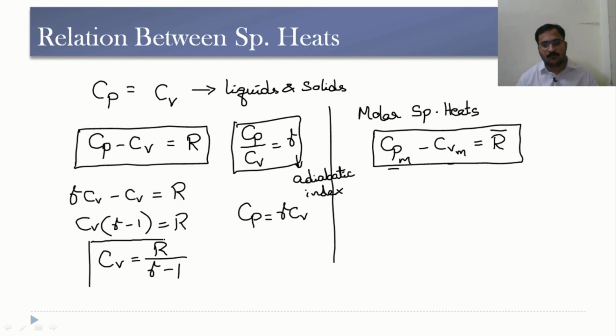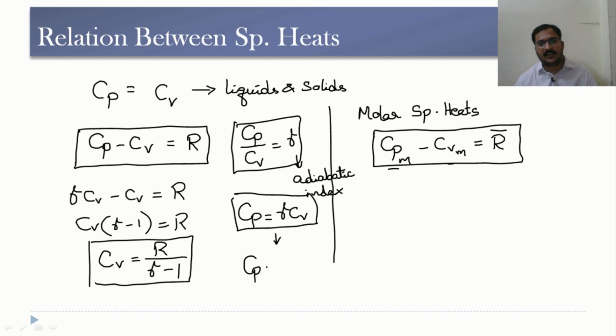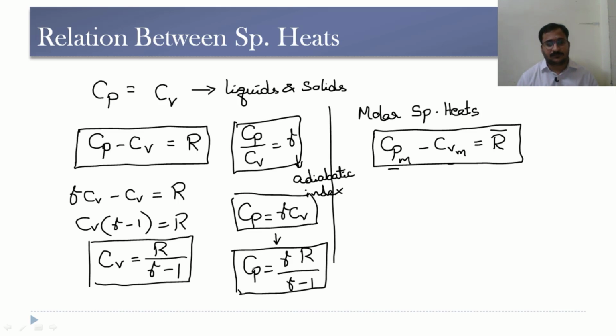So, this is one important relation, and as Cp is equal to gamma Cv, from this we can write Cp is equal to gamma R by gamma minus 1. So, this is specific heat at constant pressure. So, this is how we will get the relation between specific heats, the adiabatic index and the characteristic gas constant. See, in this entire subject, these equations play a predominant role. So, try to remember carefully.